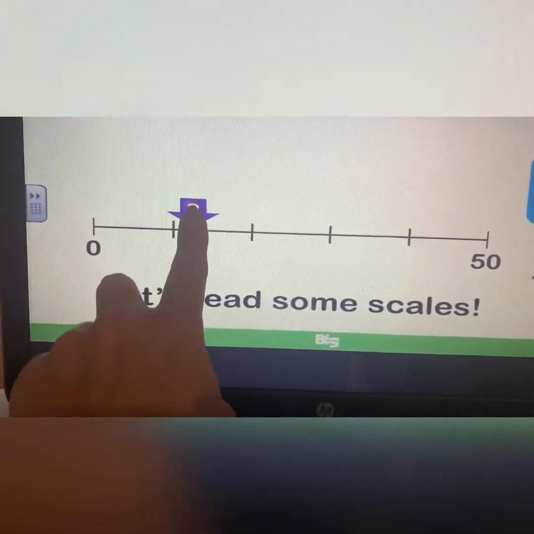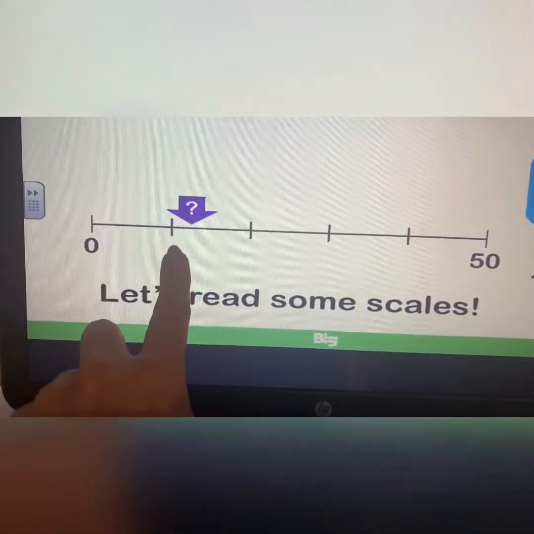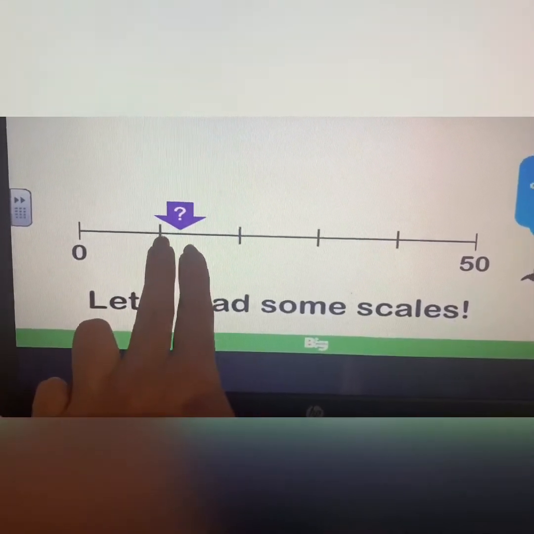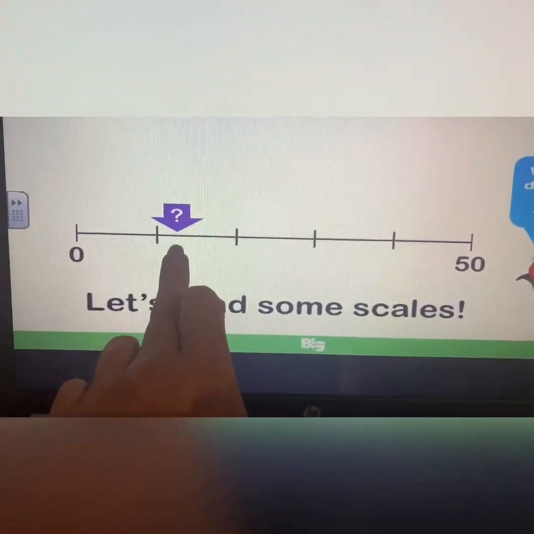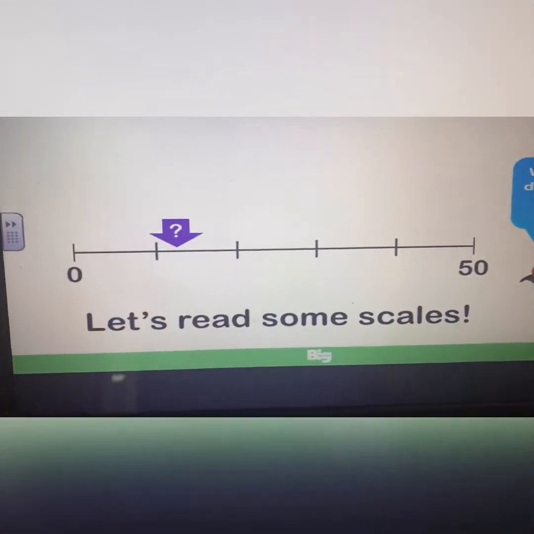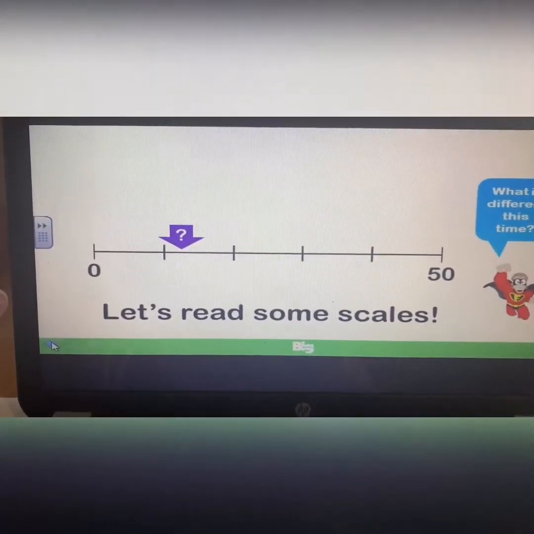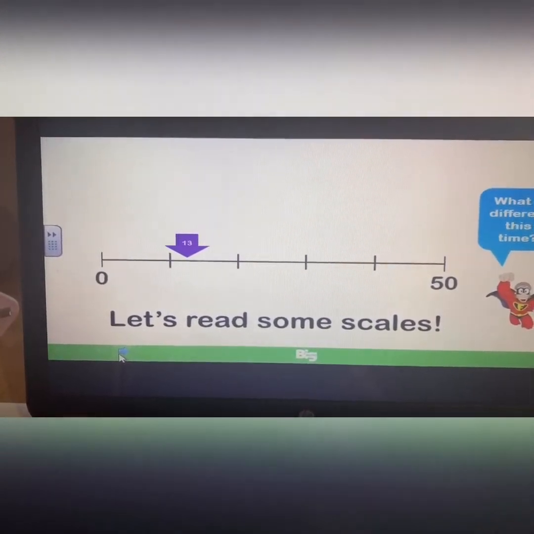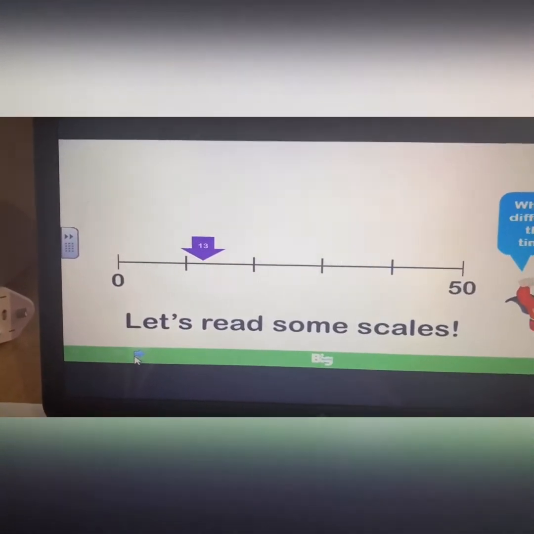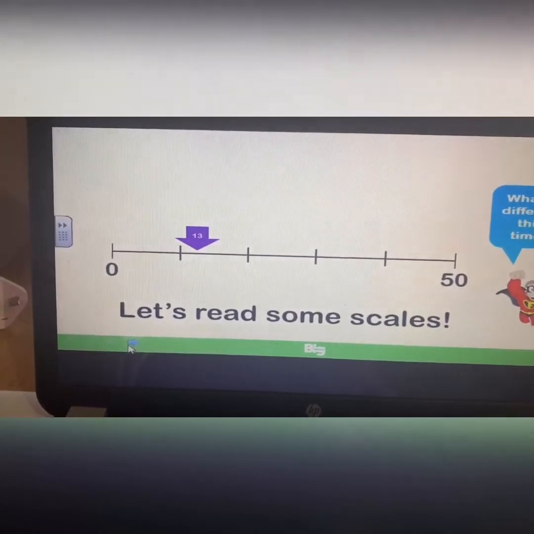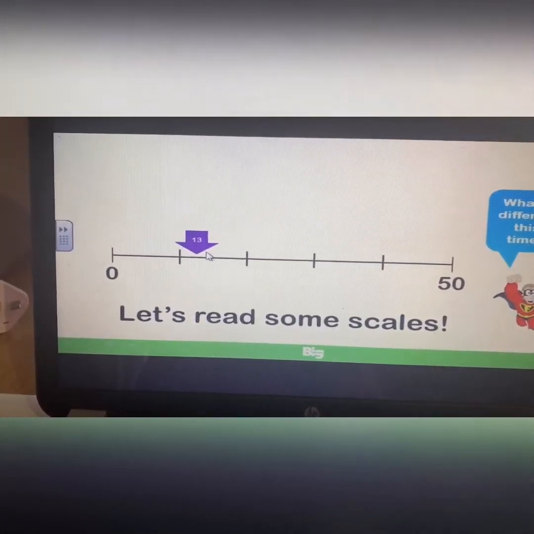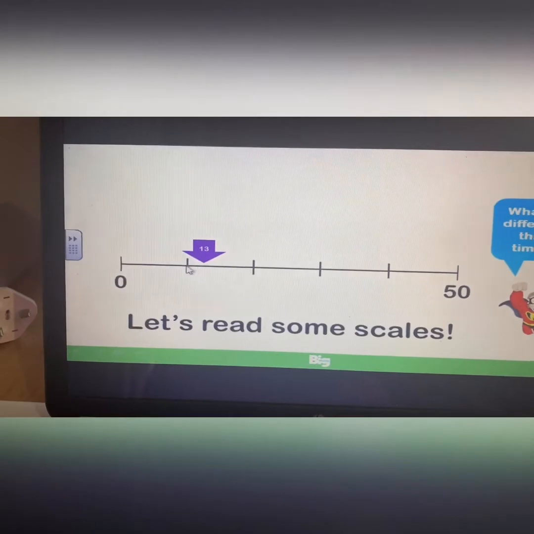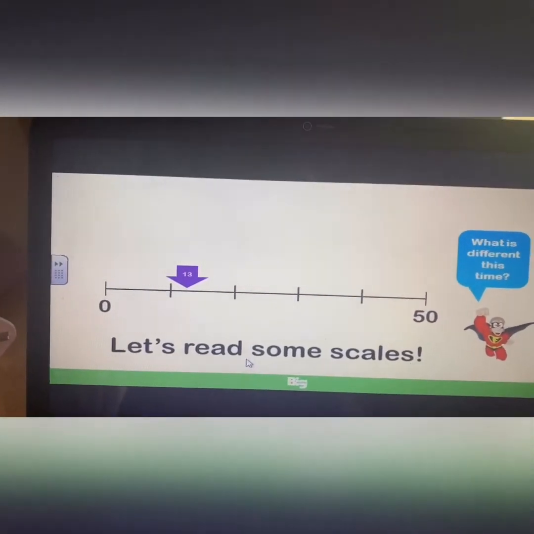But the arrow is not right in the middle. It's closest to the 10, but it's not past the 15. So it must be a number either 11, 12, 13, 14 and not 15. What do you think it could be? Let's see. That's right, 13. Now if you had put 12, I would have given you that as well, if you had justified it. 14 would maybe be expected to be a little bit further on, because you need to look at where is exactly halfway between the 10 and the 20. Let's try the next one.